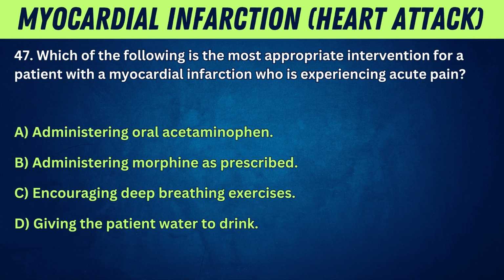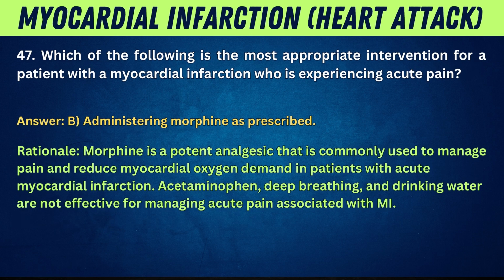47. Which of the following is the most appropriate intervention for a patient with a myocardial infarction who is experiencing acute pain? A. Administering oral acetaminophen. B. Administering morphine as prescribed. C. Encouraging deep breathing exercises. D. Giving the patient water to drink. Answer: B. Administering morphine as prescribed. Rationale: morphine is a potent analgesic that is commonly used to manage pain and reduce myocardial oxygen demand in patients with acute myocardial infarction. Acetaminophen, deep breathing, and drinking water are not effective for managing acute pain associated with MI.